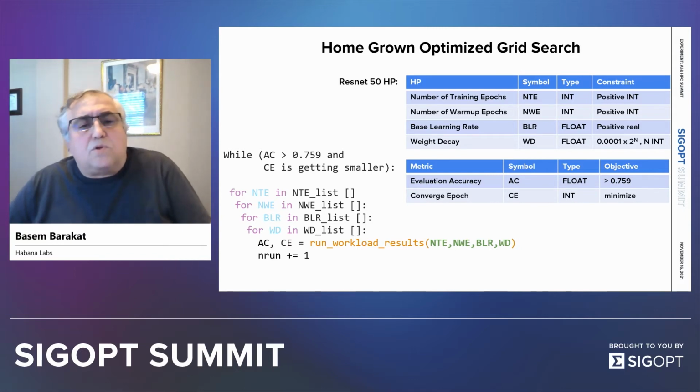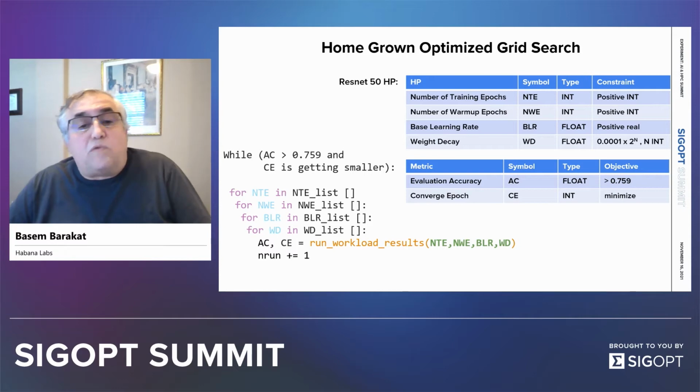The manual search is a standard manual search. You start with the known values, and then you do the standard exploration and exploitation. So you will start with a list of values for the training epochs, for the warm-up epochs, and the base learning rate and the weight decay.